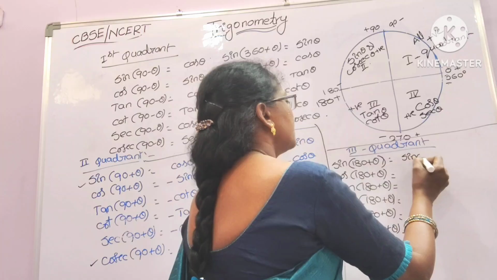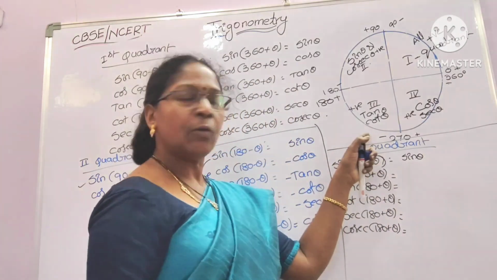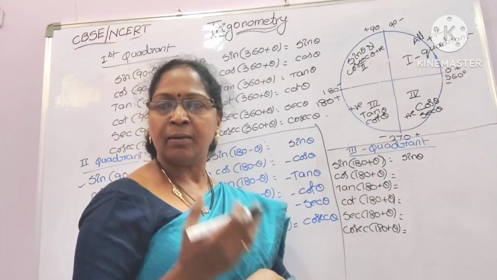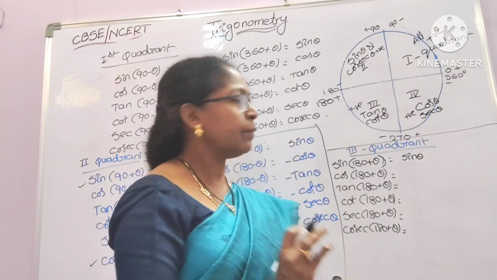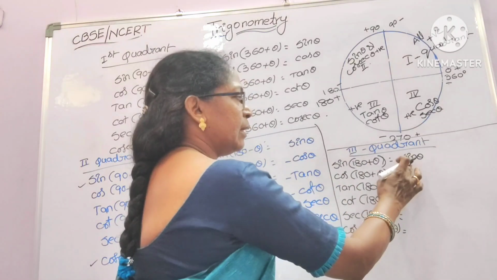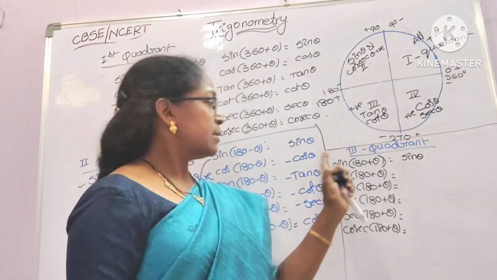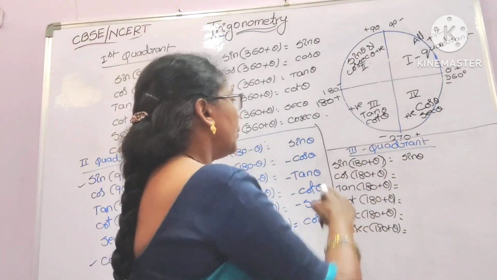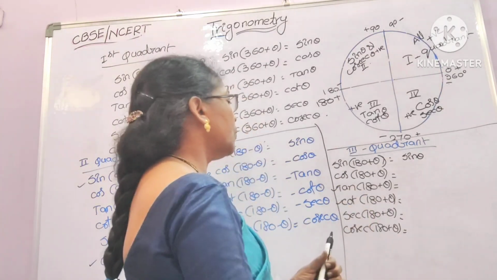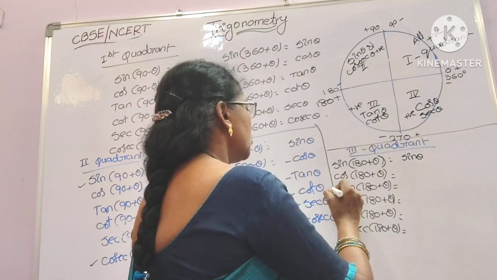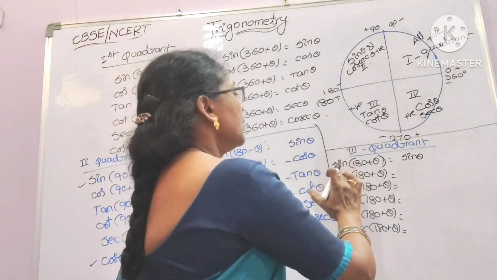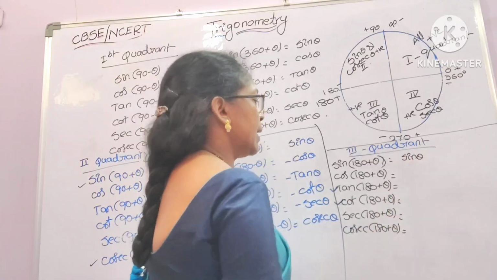Sine becomes sine only. But in the third quadrant only tan and cot are positive. Remaining all are negative. That one thing you have to remember. So sine 180 plus theta comes under the third quadrant. In the third quadrant, what I said, tan and cot are positive, remaining all are negative. So these two only are positive.